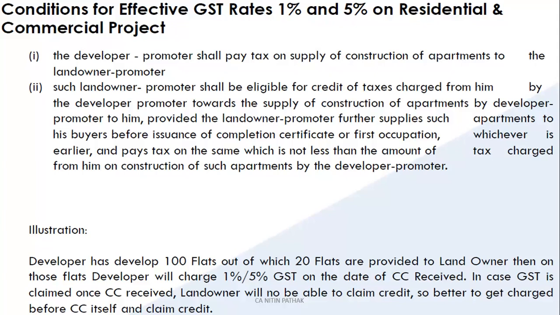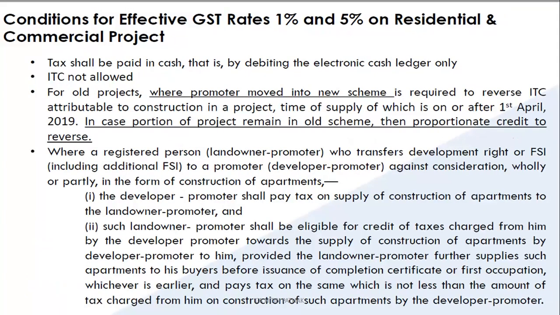A developer has made 100 flats, out of which 20 are provided to the landowner. And then those flats would be charged at 1% or 5% GST on the date of BU permission. Instead of CC, we will take BU permission. In case GST is claimed, once CC is received, the landowner will be able to claim credit. So better to get charged before CC or before BU. After BU permission, this is not available.